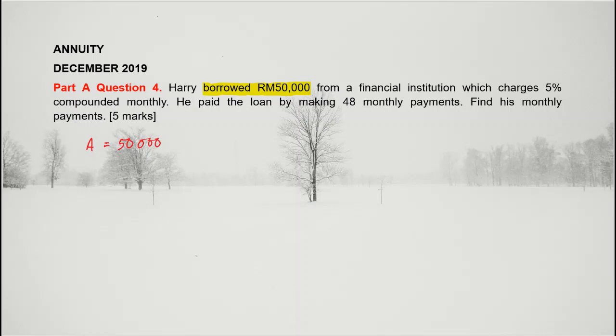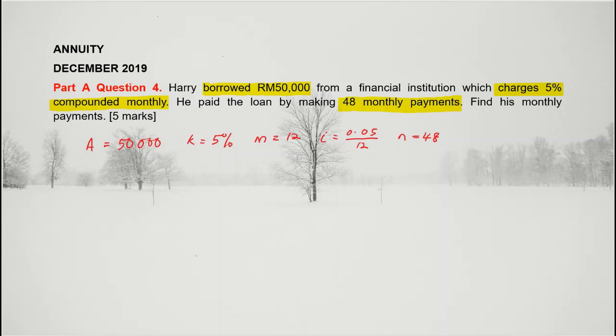Next, it is stated that the interest rate is 5% compounded monthly. This means that the nominal rate K is equal to 5%, and the conversion or frequency M is equal to 12. Thus, the interest rate per period, small letter i, is equal to 0.05 divided by 12. Then, we know that the number of payments, small letter n, is equal to 48, as stated by the statement 48 monthly payments. Once we have all the given information, we can now solve the problem.